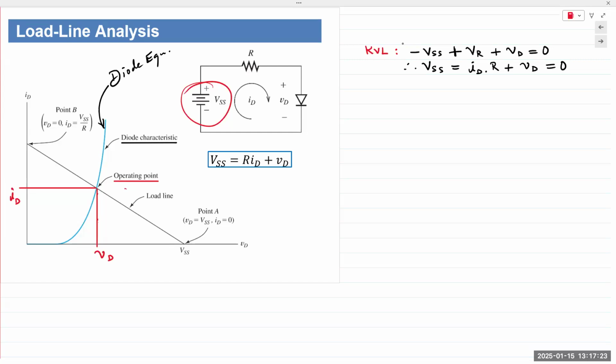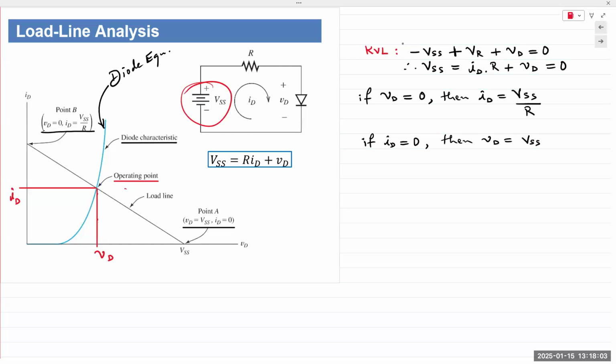So we can simply plug in values of 0 for VD and ID. If we plug in VD equal to 0, then we obtain ID equal to VSS over R. And if we plug in ID equal to 0, then VD is equal to VSS. And you obtain 2 points. Point A here, and point B here.